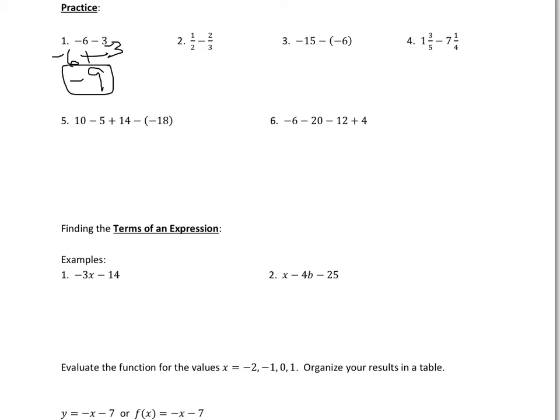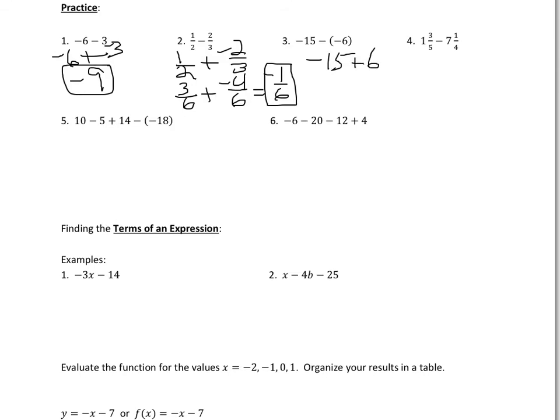For number 2, this would be 1/2 plus a -2/3. We've got to get a common denominator, which is going to give us 3/6 plus a -4/6. Signs are different, so you subtract. So it's a -1/6 for your answer. Number 3, change subtraction to addition. We have -15 plus 6. Signs are different, so you subtract, and it would be a -9.